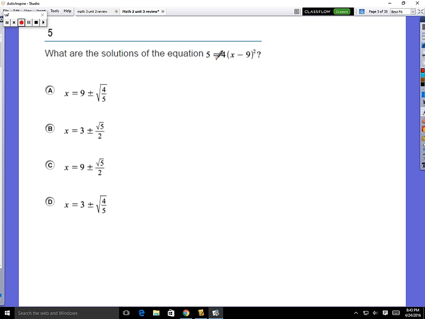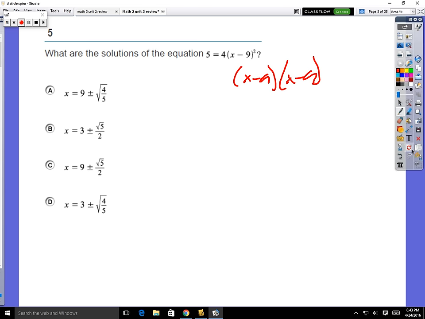To find ABC, first of all, you got to do the square. You got to do x minus 9 times x minus 9. Distribute that out, then times that by 4, and then move the 5 over. And that will give you, the quadratic formula will always work. So if you don't know what to do, quadratic formula.